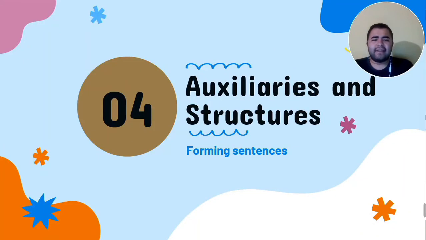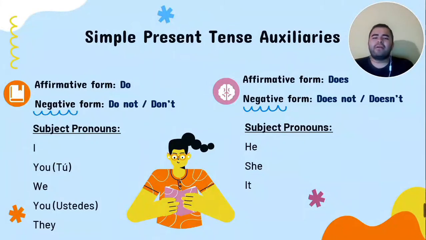If we want to form sentences in this tense, it's necessary that we know what auxiliaries are needed to do it. When we are using simple present tense, we have to use these auxiliaries. In affirmative form, we use do, and in negative form, we use do not or the contraction don't. And we only use them for these subject pronouns: I, you, we, they. In third person it is different. In affirmative form, we use does. In negative form, does not or doesn't. And we only use them for these subject pronouns: he, she, and it. Please keep that in mind.